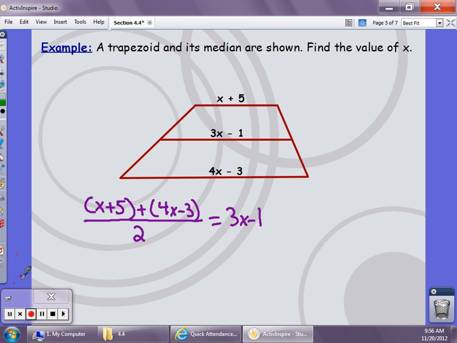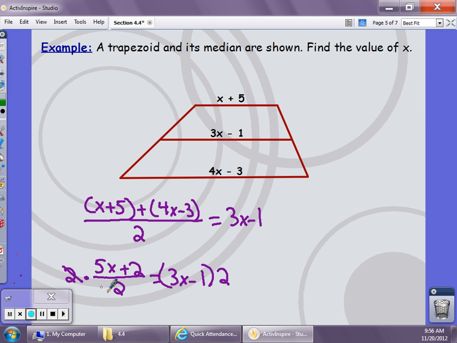The first thing I'm going to do is start simplifying. I'm going to simplify my numerator. So x plus 4x is 5x. And then 5 plus negative 3 is a positive 2, divided by 2 equals 3x minus 1. The next thing I want to do is get rid of the 2 in the denominator, so I'm going to multiply both sides of my equation by 2.